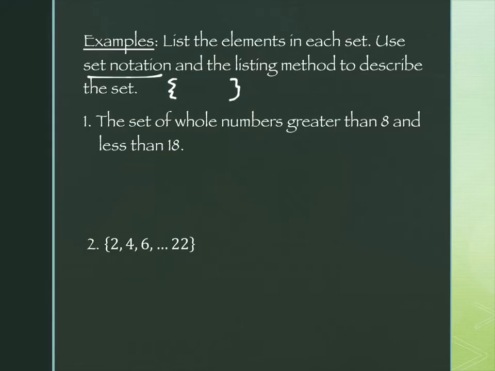So it says use set notation and the listing method to describe the set. So this one says the set of whole numbers greater than 8 and less than 18. So literally what we're doing is we're writing a curly brace, and we're going to list the numbers that are included in that set. So what's the first number if we're going sort of in order from smallest to largest? 9. And then 10. And where will I stop? 17. Yep, 17.